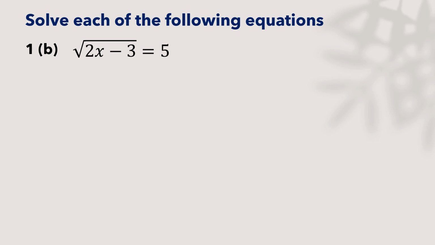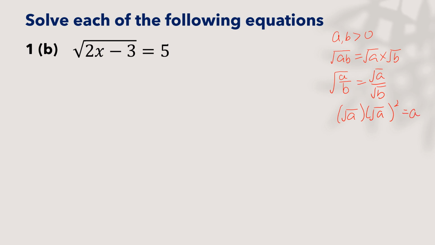But before that, let's do a recap of all the rules that we have learned. So for a and b more than 0, we have learned this. Also this one. And this. So this one will collapse into, okay, the square root squared of square root a will give you a. So we'll be using this one to solve our equations involving surds.